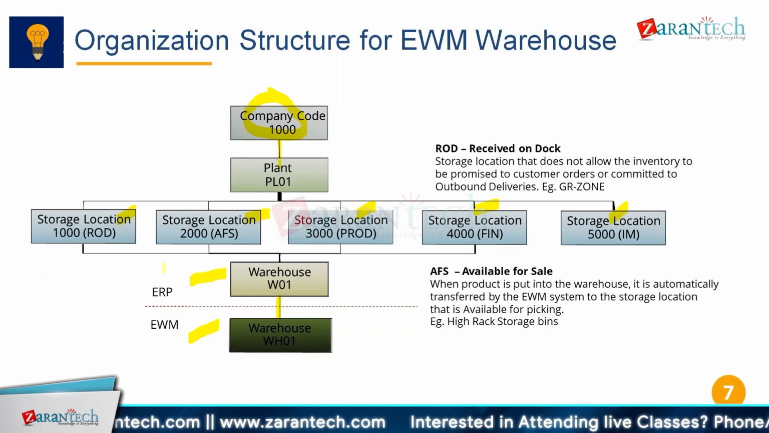AFS stands for available for sale. I'll quickly go through the layout and explain these store locations to you. Production is a separate store location, finished product is a separate store location, and I've created a store location which is IM managed. This is for the consumable and office supplies.